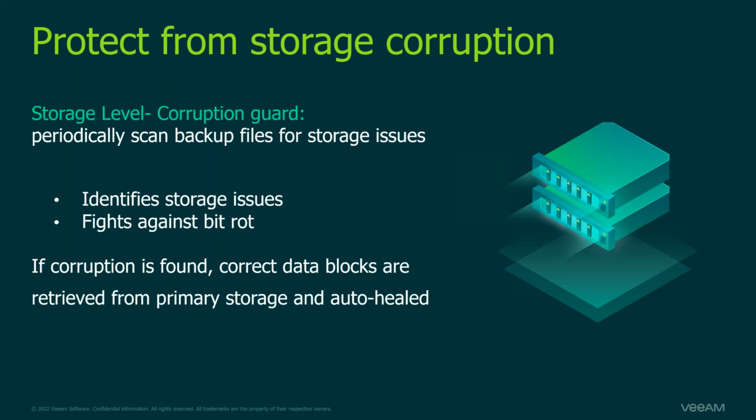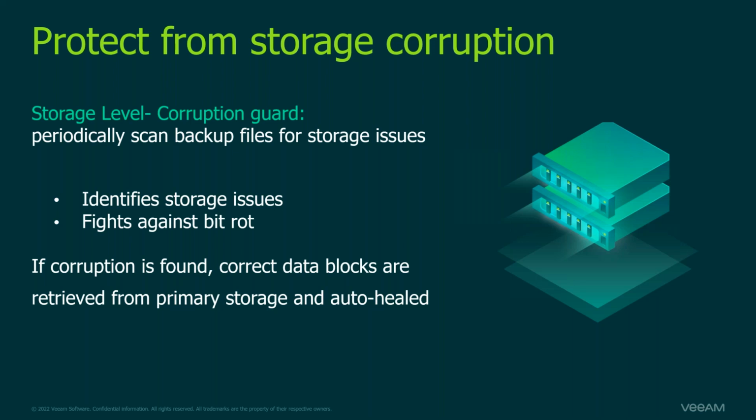If you want to check on the block corruption level, you can schedule that as well, just to check whether those backup files, those blocks which we have copied from production to backup repositories, are all healthy or not. If any corruption is found, it has an option to correct the data blocks, and those data blocks are retrieved from primary storage and auto healed.